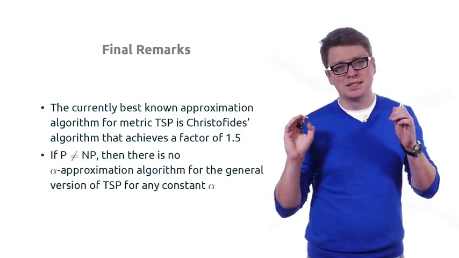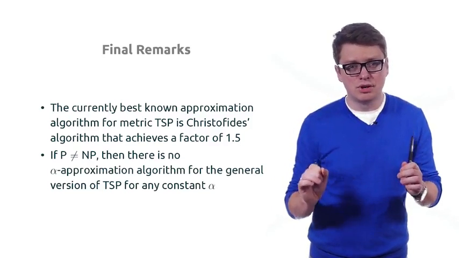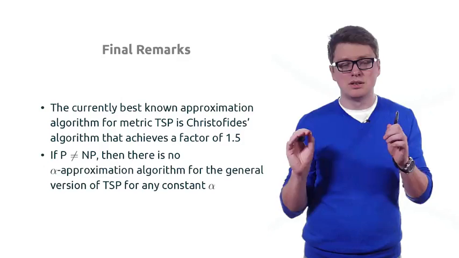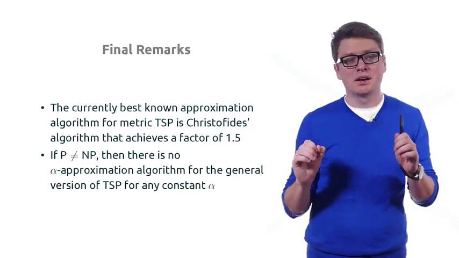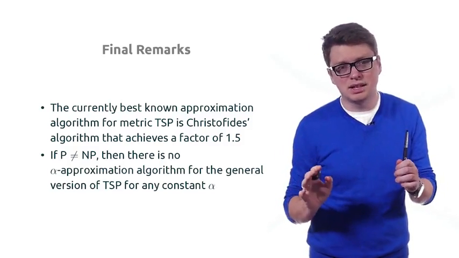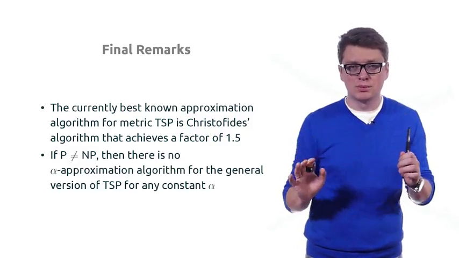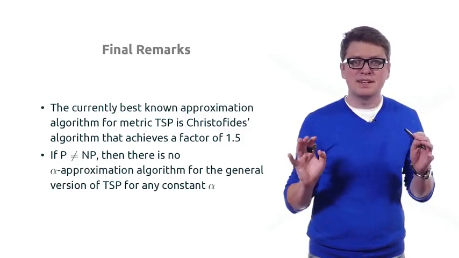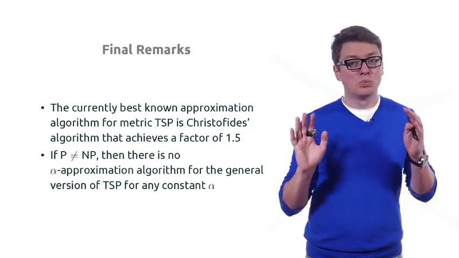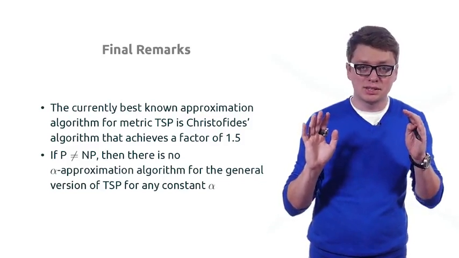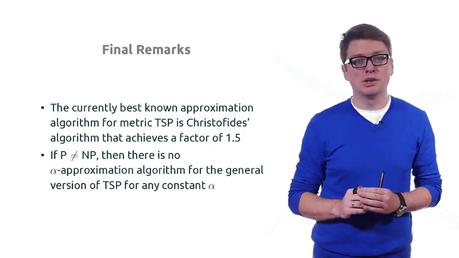Let me also mention another interesting fact. Assuming that P is not equal to NP, for the general version of the traveling salesperson problem, there is no algorithm that guarantees an approximation ratio alpha for any constant alpha, and even not constant alpha. So for the general version of TSP, we currently do not have any hopes for getting good approximations. Roughly this happens because if we had such an approximation algorithm, then we would be able to solve the Hamiltonian cycle problem also in polynomial time. But this would mean that P is equal to NP.